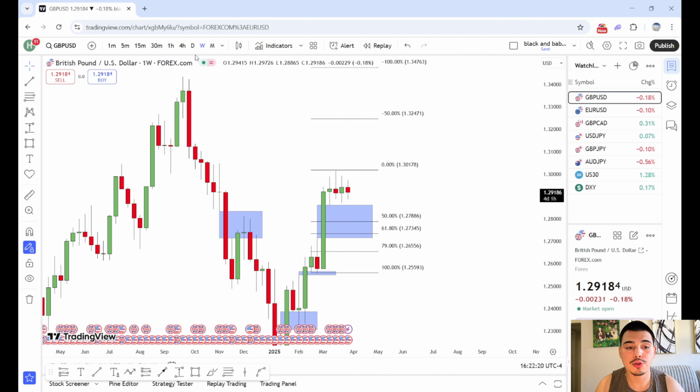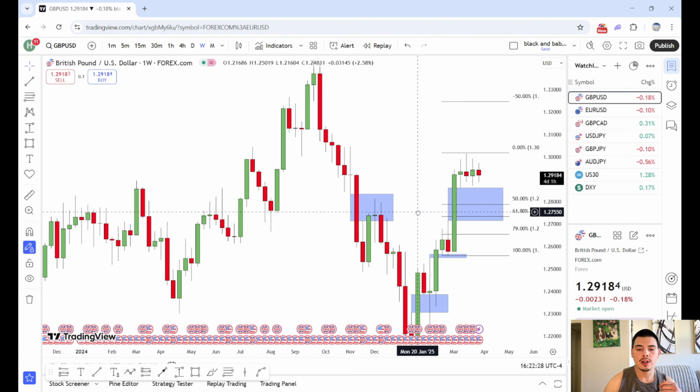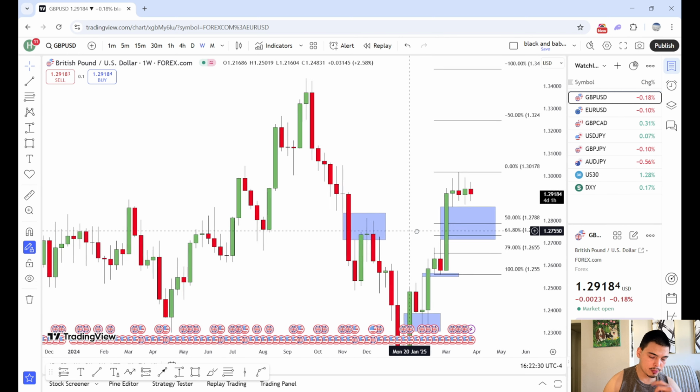We will drop to the 4-hour time frame and we will look for a market structure shift. So like for example, right here, I know that this is current price and we don't know what's going to happen just yet. We'll see in the future.